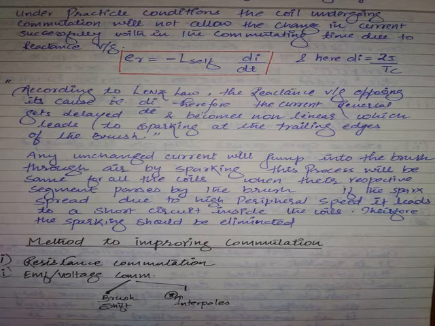According to Lenz's law, the resultant opposes its cause. What is the resultant? Reactance voltage. What is the cause for that? Change in current. So change in current is opposed by the reactance voltage. That's why it couldn't change in the coil. Yes or no? The change in current is being opposed. That's why the change is not complete. What you have to do now to improve commutation is make the change in current in the coil successful. Then you just oppose this opposition. If you oppose this opposition, automatically the change in current becomes successful.